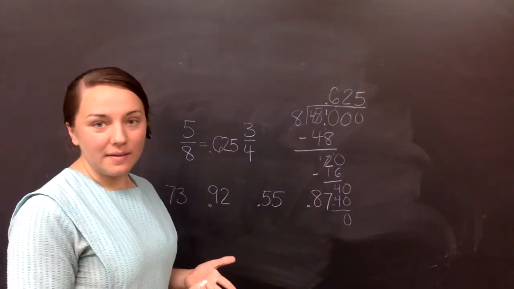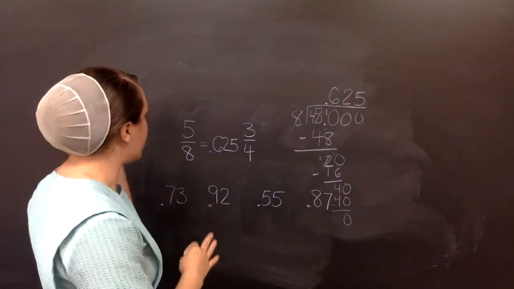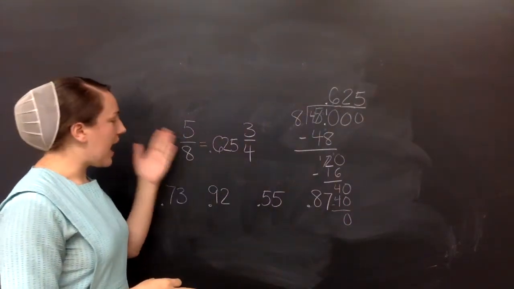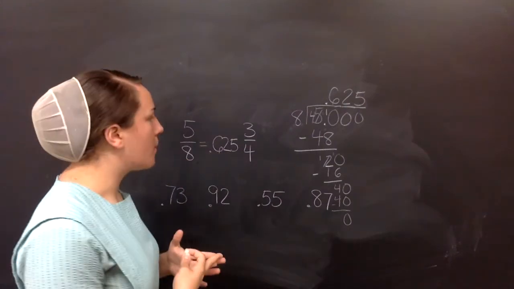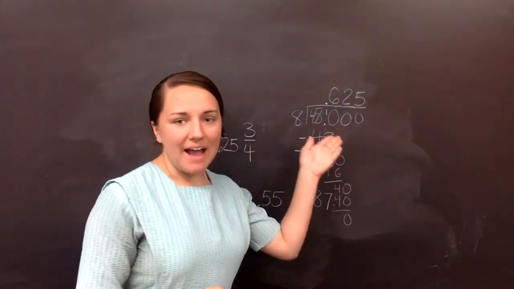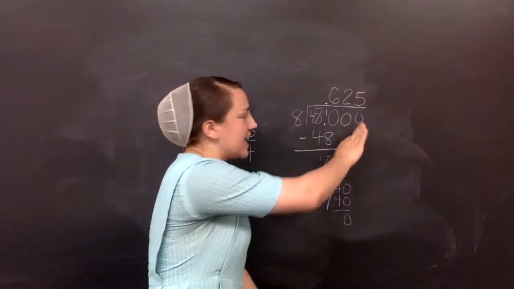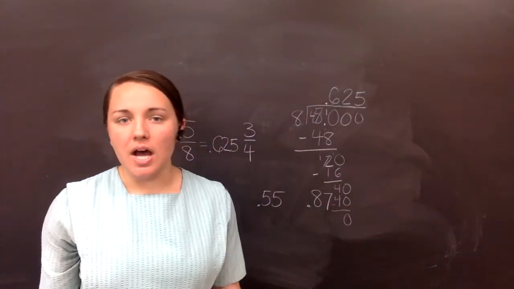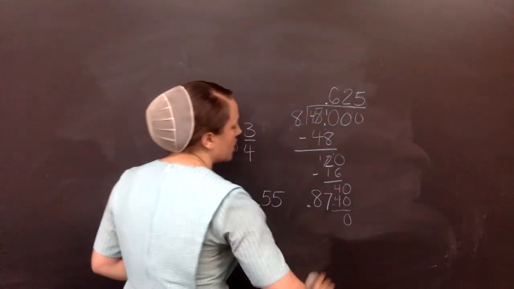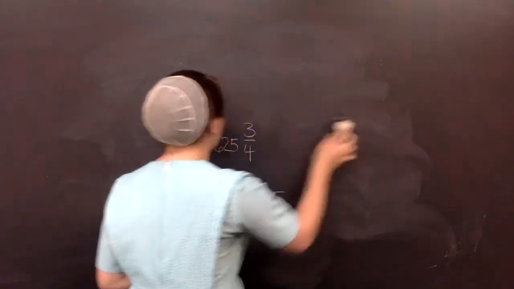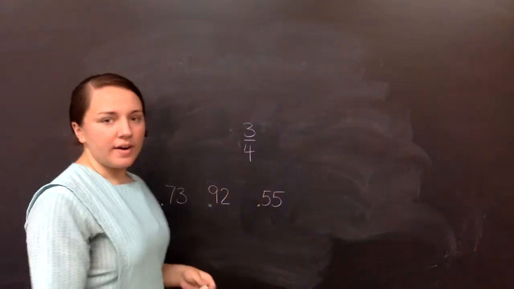So 5/8 equals the decimal 625,000, okay? You can simply divide the numerator by the denominator and you will get your decimal. You can add a decimal point after the whole number in your dividend and annex as many zeros as you need to until your problem terminates. So let's go ahead and work our second problem here, 3/4.